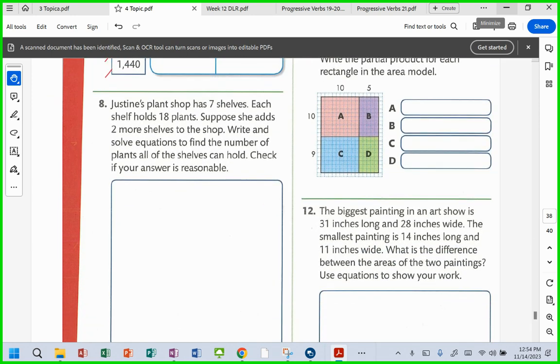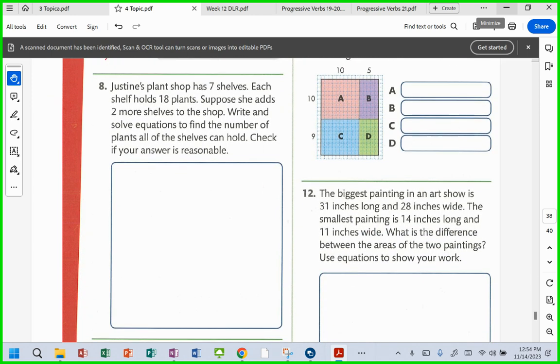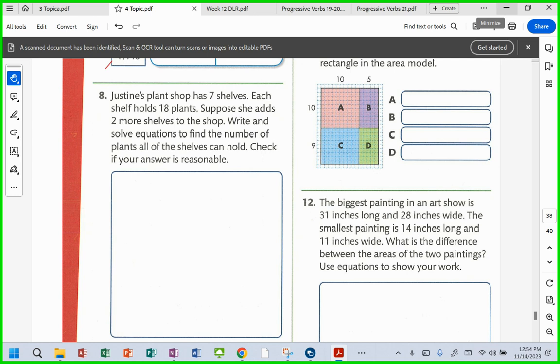Number 8, Justine's plant shop has 7 shelves. Each shelf holds 18 plants. Suppose she adds 2 more shelves to the shop. Write and solve equations to find the number of plants all the shelves can hold. Check if your answer is reasonable. All right, so 7 shelves. Each shelf holds 18 plants. So she's going to add 2 more shelves.